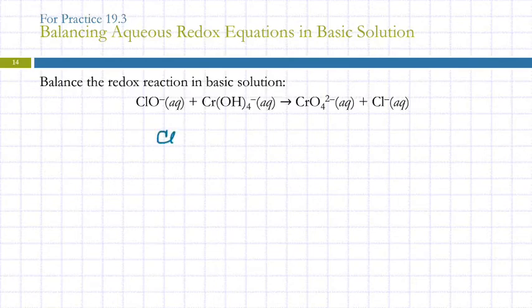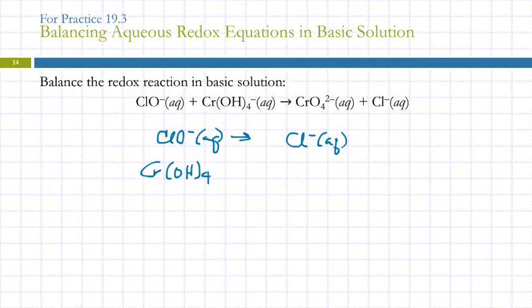Okay, so ClO minus aqueous. We split into half reactions, and that must be the Cl minus on this side. And then we've got this guy. It's a complex ion that you will learn to name in Chem 1B. And that's making chromate ion. Do the first half reaction.